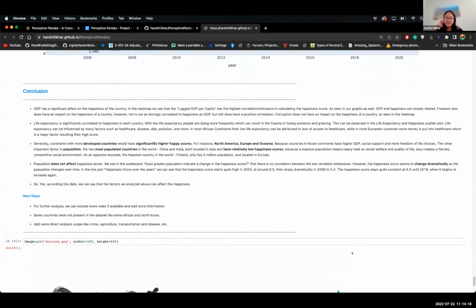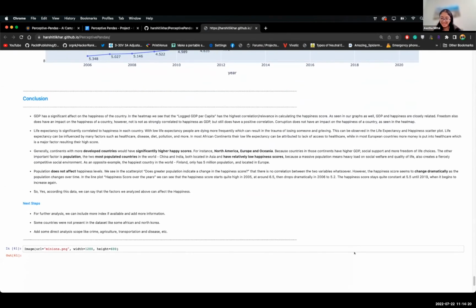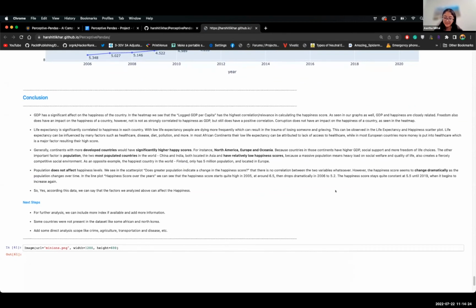So coming around to the conclusion, we've learned several things from our analysis. GDP has a significant effect on the happiness of the country. As seen in the heat map, log GDP per capita had the highest correlation, and seen in our graphs as well. Freedom does have an impact on the happiness of a country, however, not as strongly correlated as GDP. Corruption does not have an impact on the happiness of a country, as seen in our heat maps and graphs.